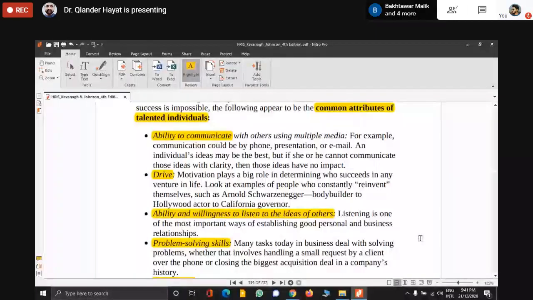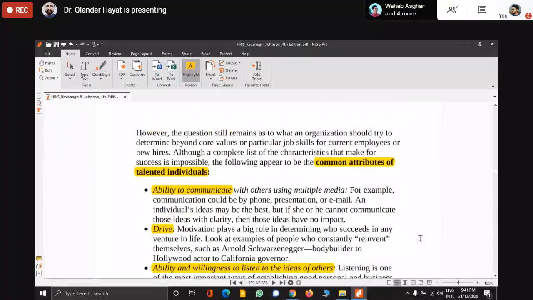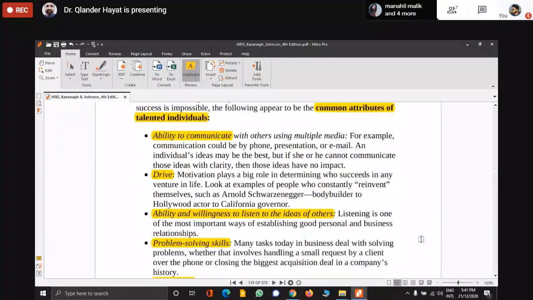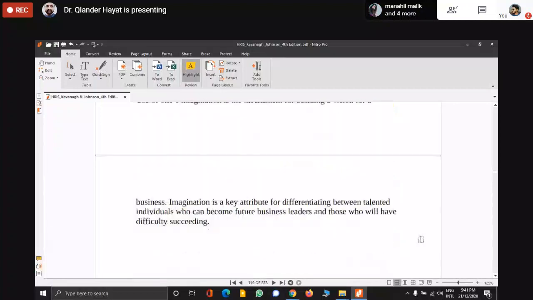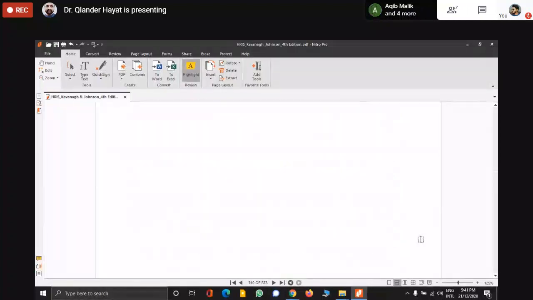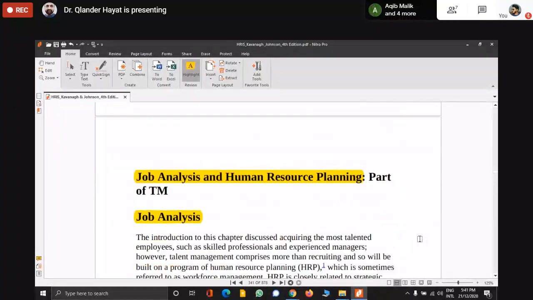If you want to be a talented employee, or if you want to attract any talented individual, you have to identify certain abilities of that individual, and in search of that individual you have to look for these five common attributes in that individual which you are going to select, or attract, or retain.